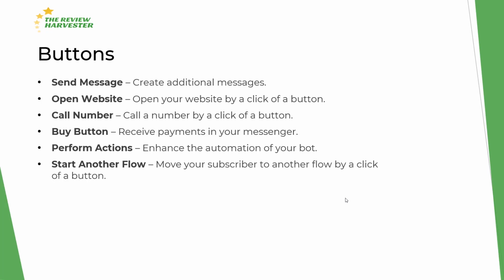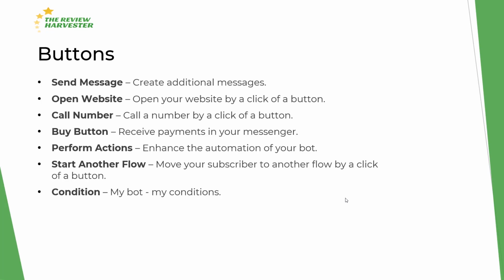Next one is start another flow. Move your subscriber to another flow by a click of a button. So again, they click on a button. For example, we had the free ebook, clicks on this, and we have a pre-made flow called ebook where he gets assigned to, and he gets these messages to his chat.